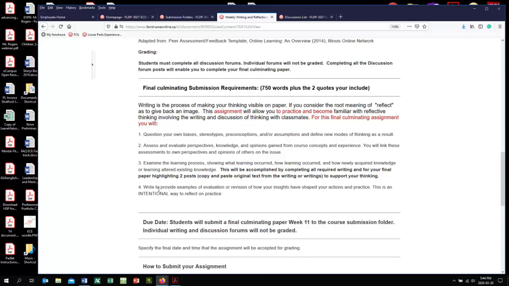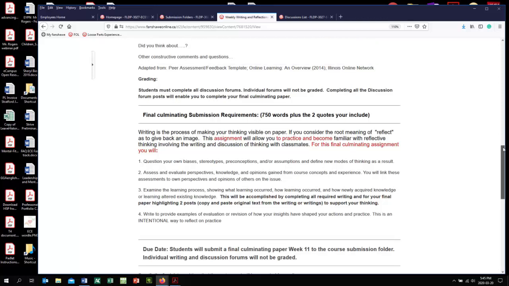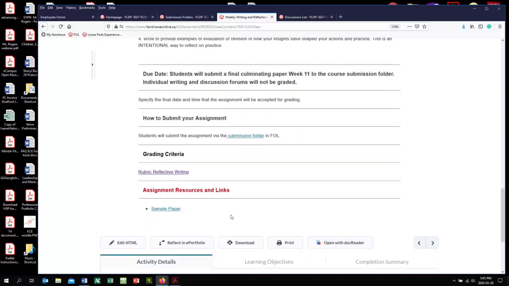So you're going to write to provide examples of how you evaluated or revised your thinking and how this shaped your actions and practice. And so you're also going to, probably in a summary paragraph, talk about this intentional way of reflecting on practice and how you found that for yourself. So let's look at the sample paper so you can see.